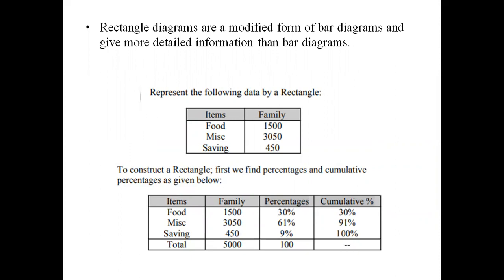So family size, that is, the expenditure made by a family on 3 items is given: food 1500, miscellaneous 3050, savings 450. These are the 3 components they are showing: food, miscellaneous and savings. That is a bar, 3 items we have to show. To construct the rectangles, first find the percentage and cumulative percentage given below.